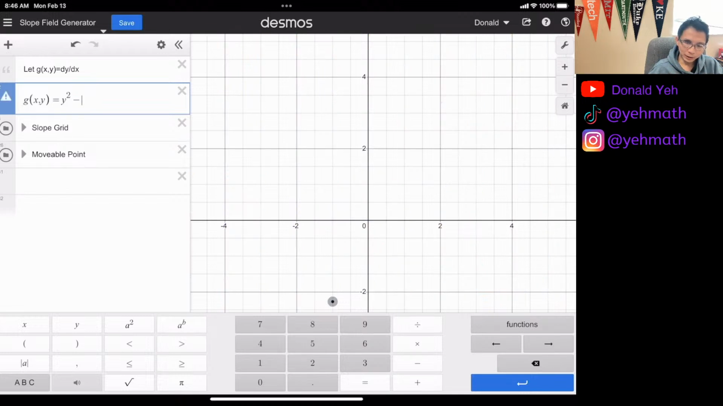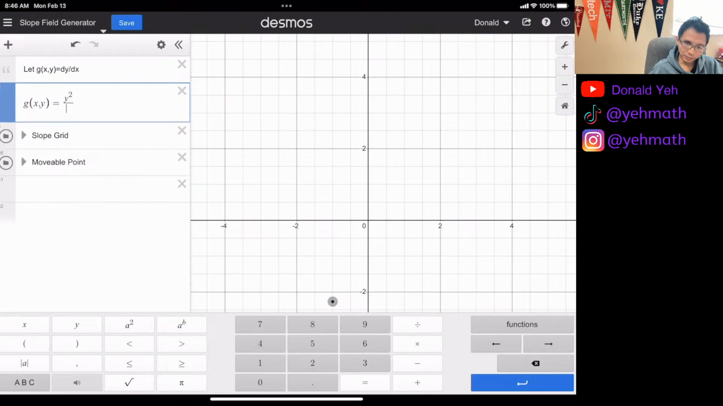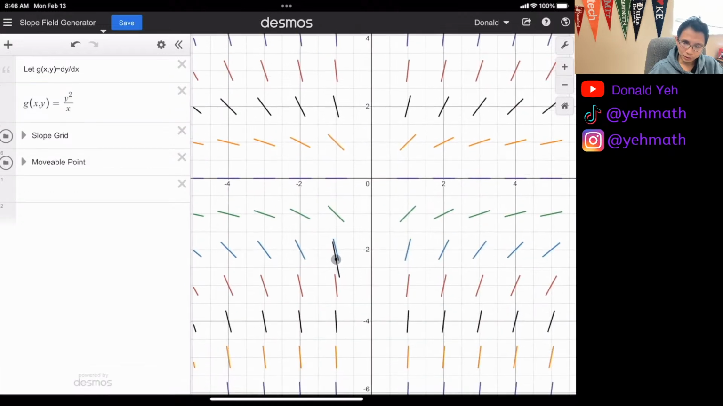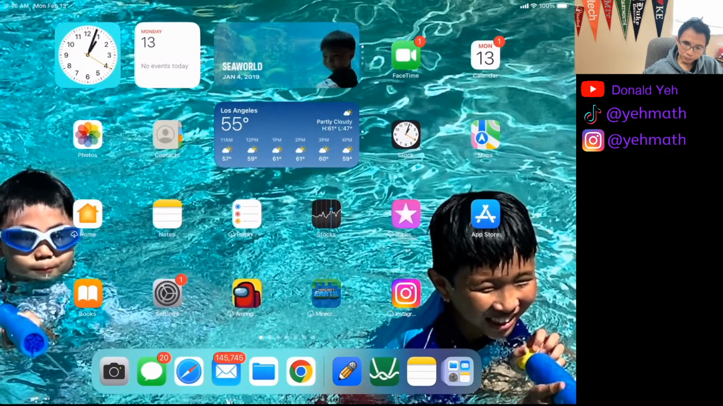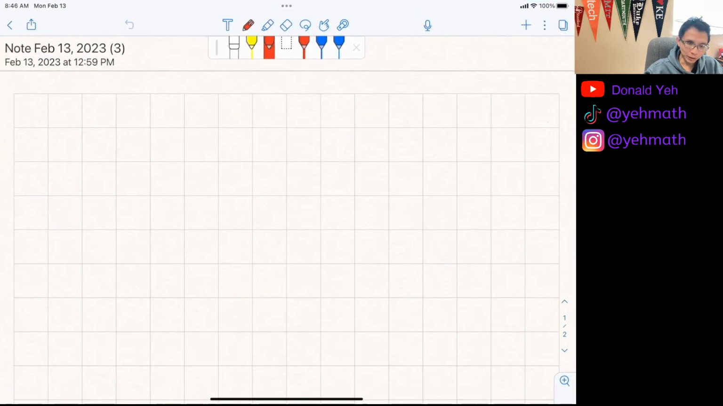You can have something like y divided by x, like this. So it looks like this. It looks kind of interesting. But remember, the left side of the function is actually dy dx. Dy dx represents slope. So let's go back and look at what we learned today.